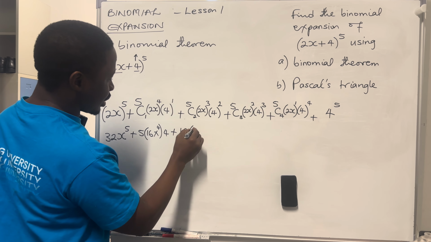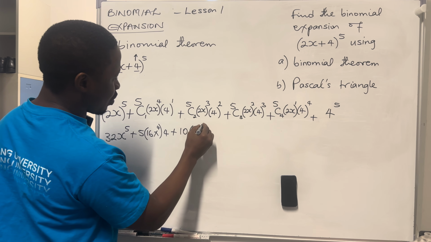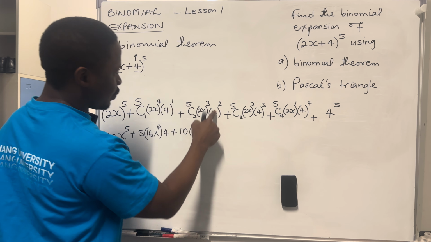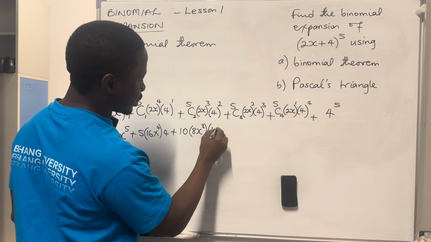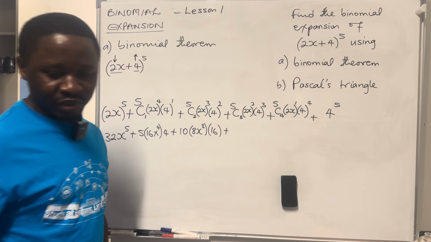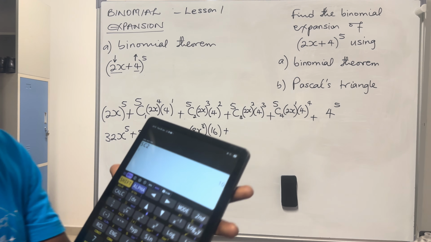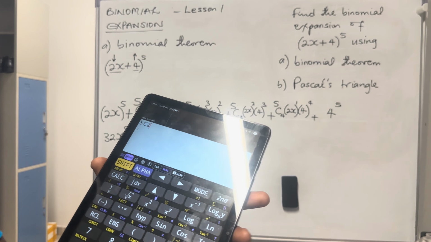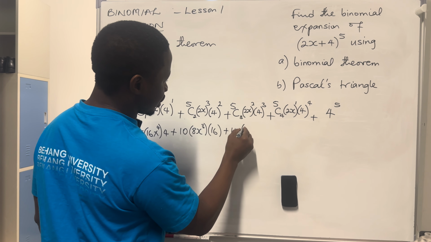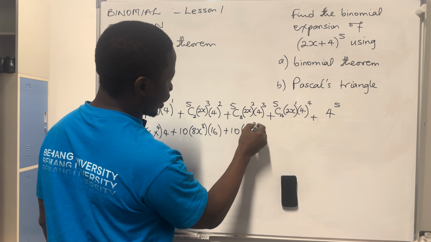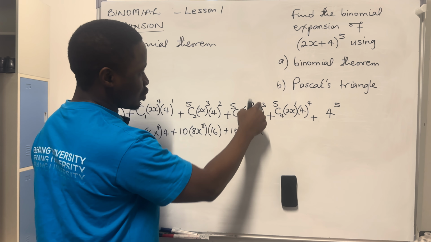Then 2 to the power 3 is 8. X to the power 3. 4 to the power 2 is 16. 5 combination 3, the same thing again. For beginners, you can remove the 2 and enter 3. What do we get? We get 10 again. Don't worry, I will explain why it keeps giving the same. We have 10. 2 to the power 2 is 4. X squared.